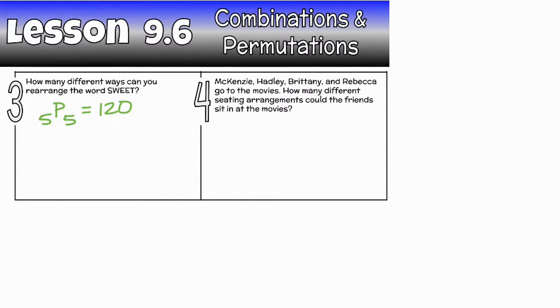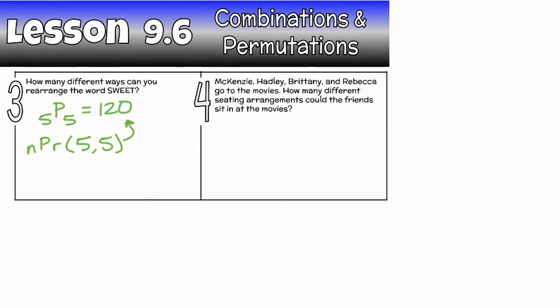Now, not all of those are going to make a word, but any combination, just rearranging the letters, you have 120 different ways. Again, these are the same keystrokes that you'll put into your calculator, and so it will say nPr, open parentheses, and you would type in 5,5.